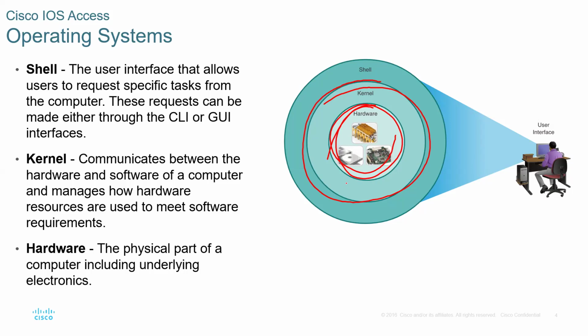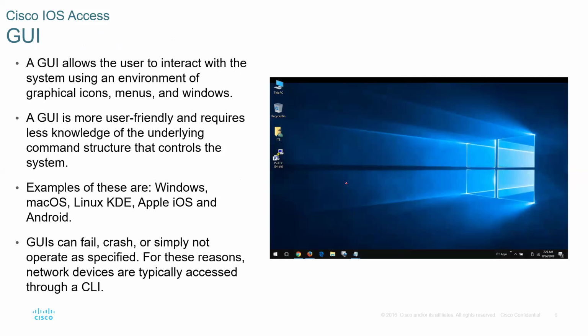The operating system, like we said, for your Windows or for your Linux, actually works in the same way. It has the kernel and the shell that talks to the hardware and interfaces between you and the hardware. Now, GUI stands for Graphical User Interface, and a GUI allows the user to interact with the system using an environment of graphical icons, menus, and windows. A GUI is more user-friendly and requires less knowledge about the underlying command structure that controls the system.